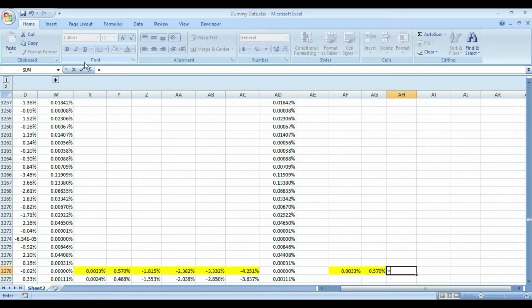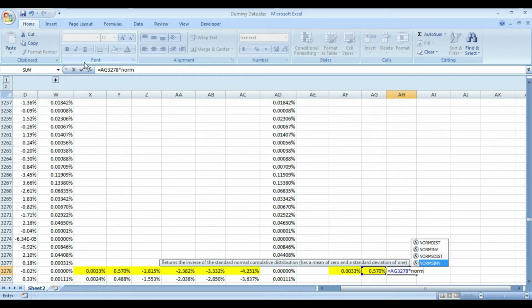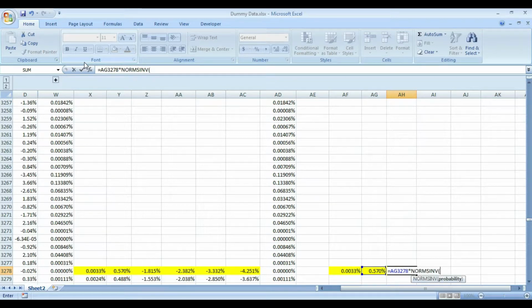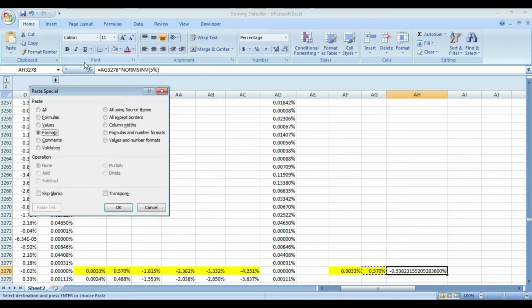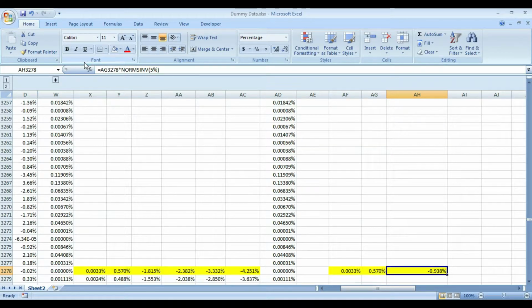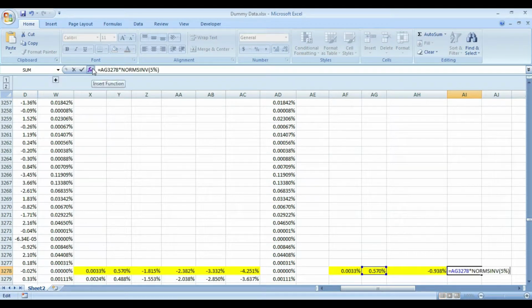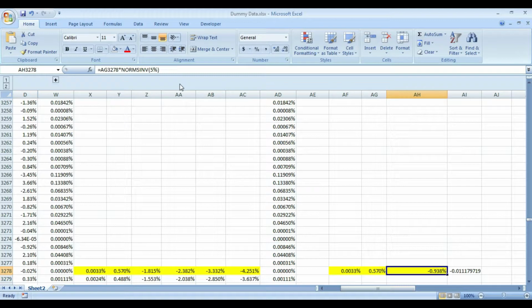Now for value at risk, we'll simply multiply this. Since it's a normal distribution, we'll apply NORM.S.INV, and the probability for the 95% confidence interval would be 5%. If I take the format, it will be this. Then I'll simply copy this over here for 97.5. For 97.5, the significance level probability will be 2.5%, which gives me this.